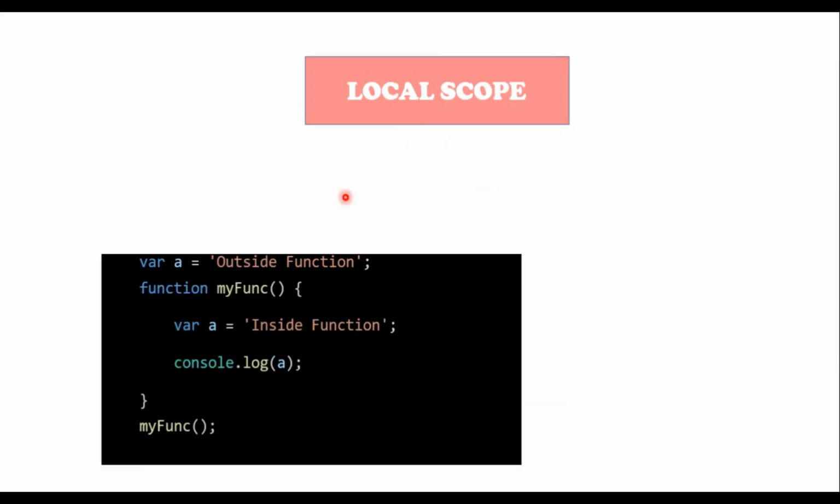Okay, let's move on toward local scopes. Here we have a equals "outside function", and then we have a function myfunc, where we again have a equals "inside function", and here we have console log a.